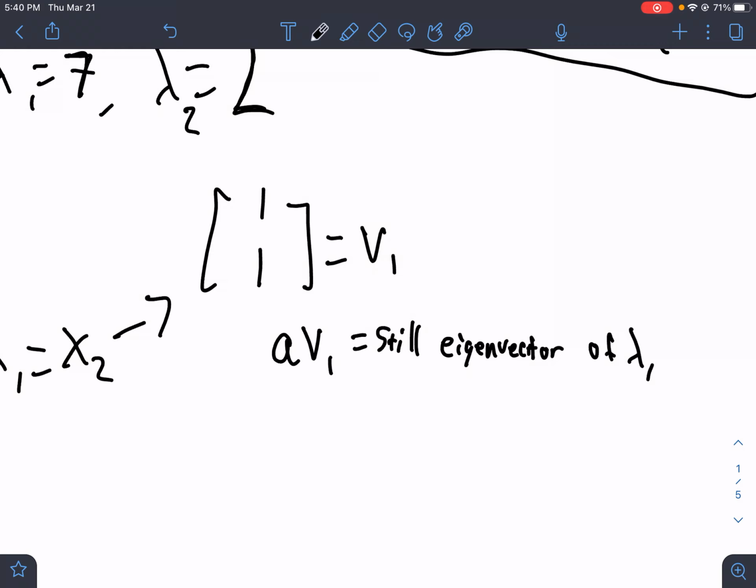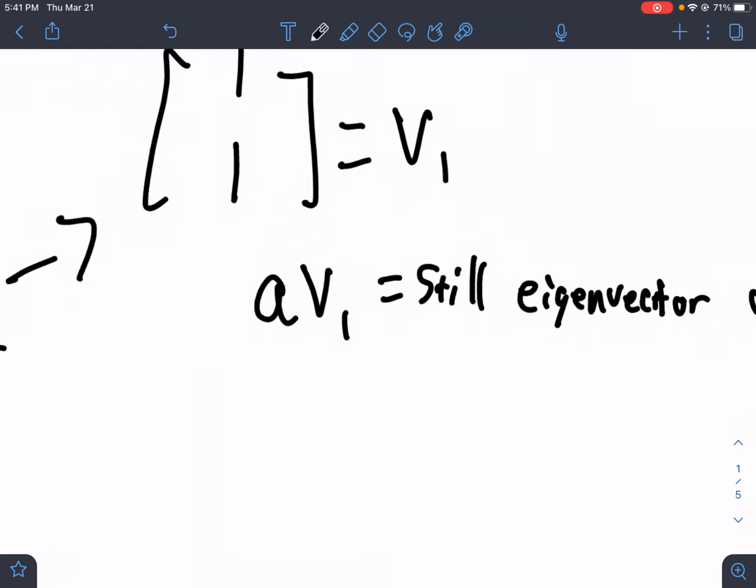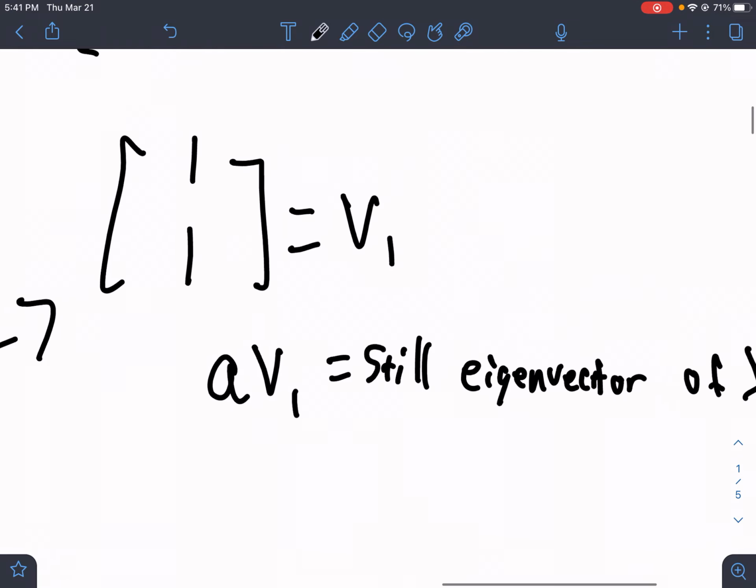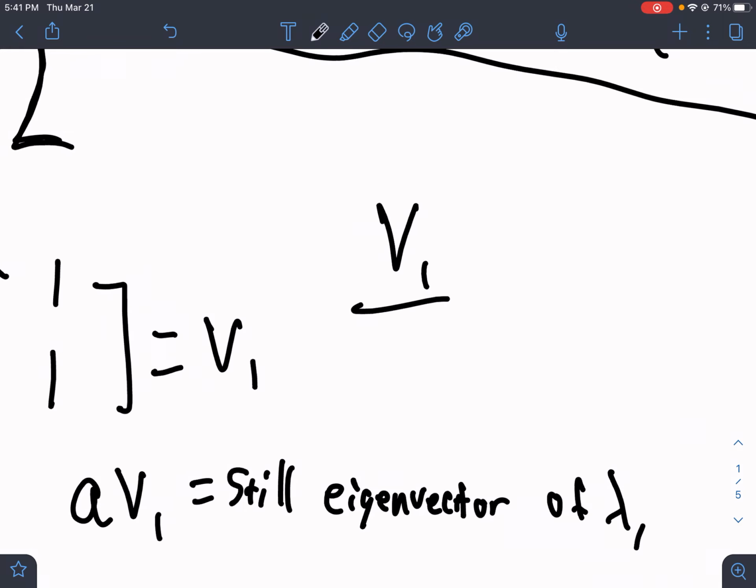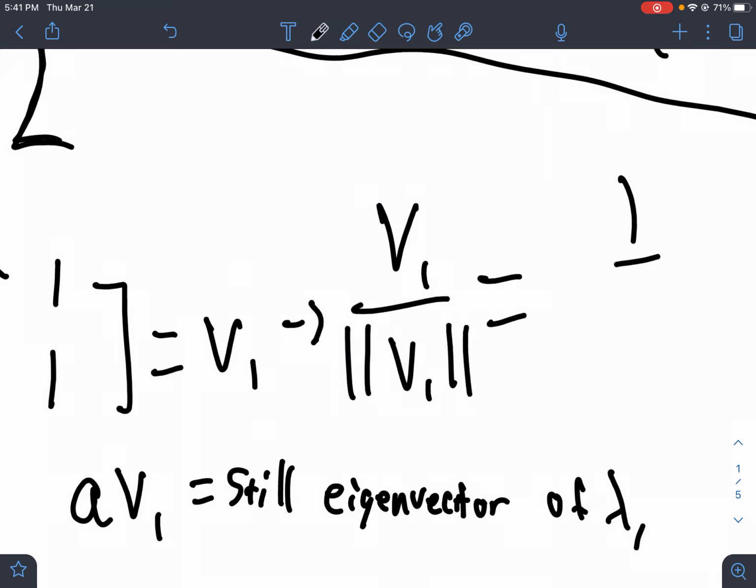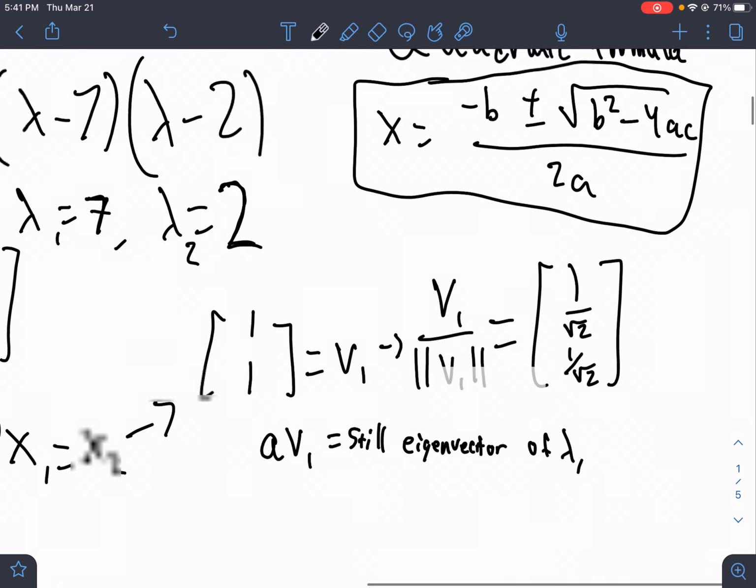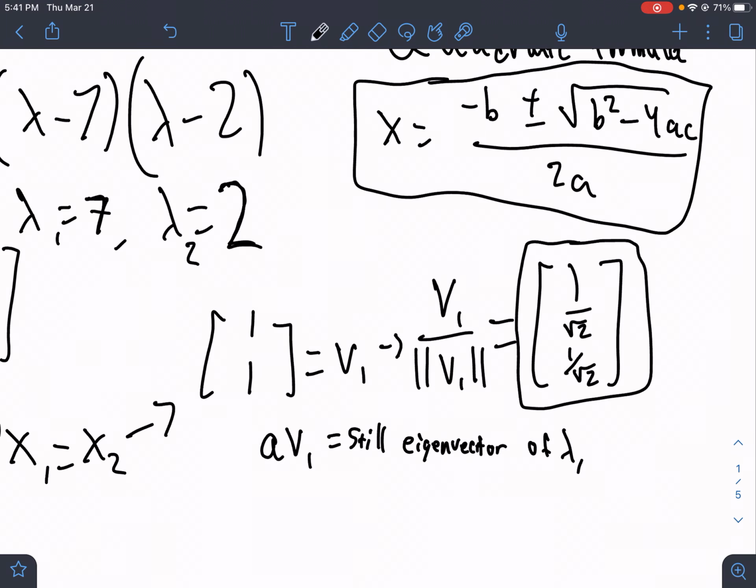So what we do by standardizing our eigenvectors is we set their magnitude to 1, and by doing so, it makes them much easier to report and compare. That's the only reason we do it. Now, how would we set the magnitude of an eigenvector to 1? Well, we would find the unit eigenvector, and all that is just v1 over the norm of v1. So this would get us 1 over root 2 for each entry. And that is it. That is v1.